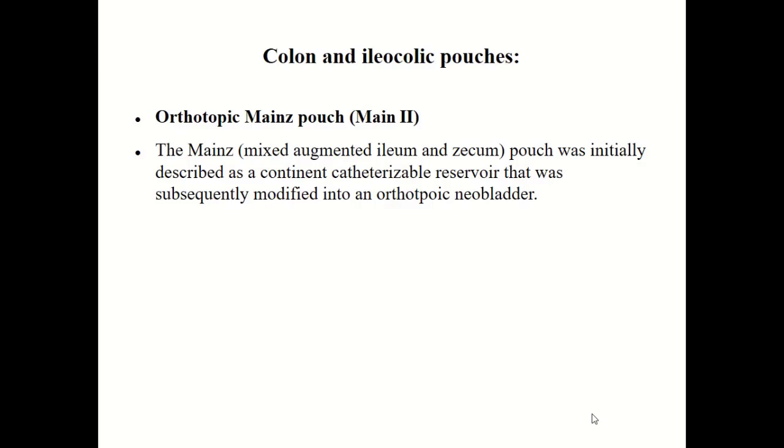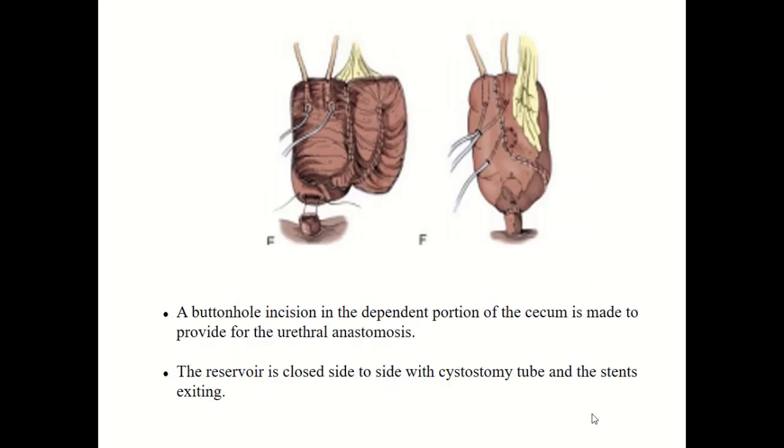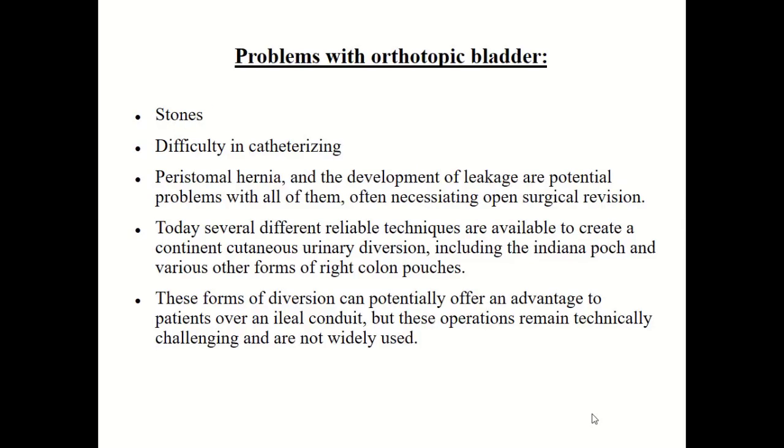Colonic and ileocolic pouches: orthotopic Mainz pouch, Mainz 2, and Mainz 1 pouch, which use the large bowel and the small bowel combined. Currently, it is not possible to recommend a particular type of urinary diversion. However, most institutions prefer the ileal orthotopic neobladder and ileal conduit based on clinical experience. In selected patients, such as a patient with a single kidney, ureterocutaneostomy is surgically the least burdensome type of diversion. Problems with orthotopic bladder: stone, difficulty in catheterization, parastomal hernia, and advantages over the ileal conduit.